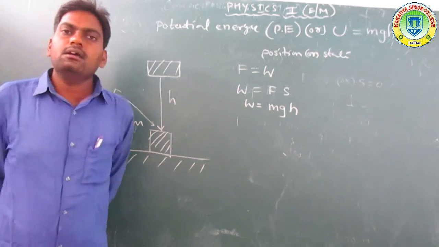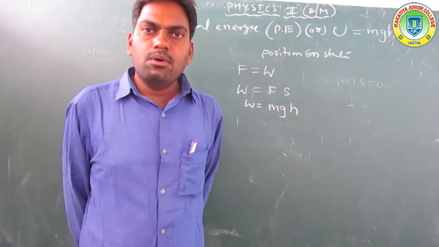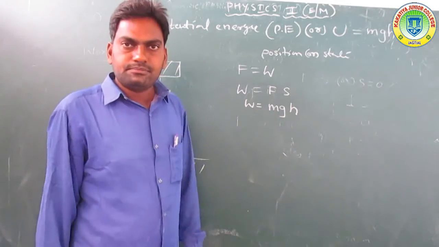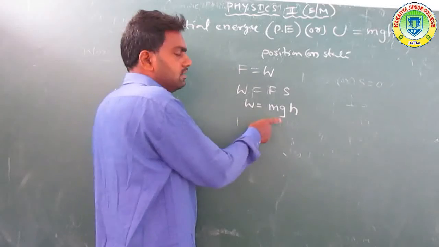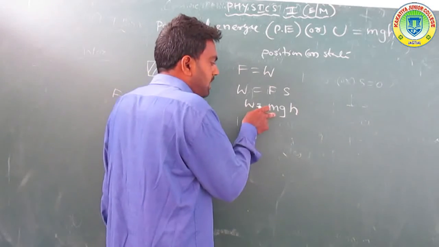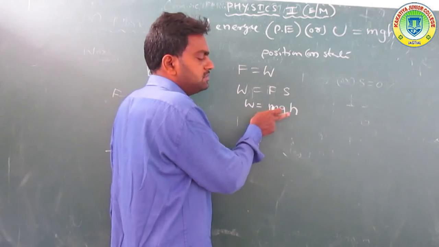F is nothing but the force, which will be equal to the weight of the body. The weight of the body is taken as mg. So W is equal to mgh, and that is the total work done.